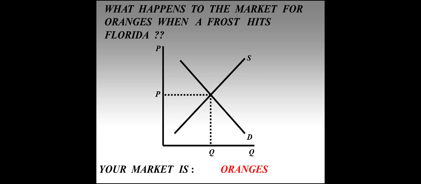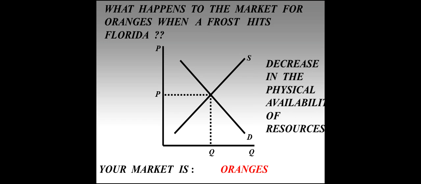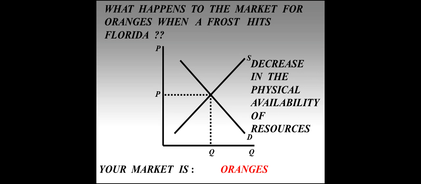If you have fewer trees or the harvest is killed off, the crop, obviously you're going to have a decrease in the physical availability of the resources for the market, the trees and the oranges. And if you have a decrease in the resources, you cannot supply the same amount to the market. So in this case, based upon this change in market conditions, we have a shift of the supply curve to the left to reflect a reduced supply to the market. Let's take a look at another example.